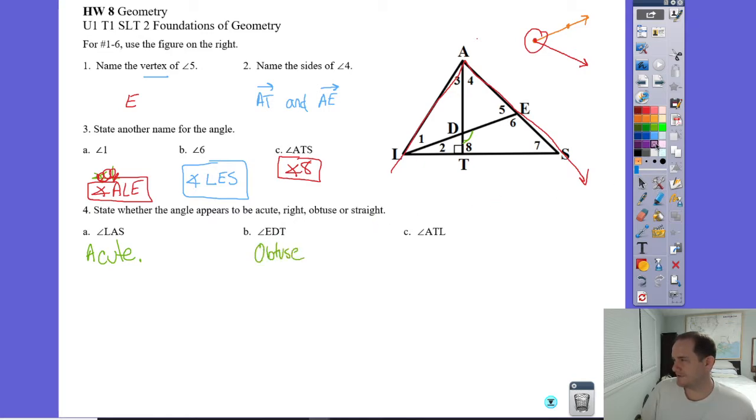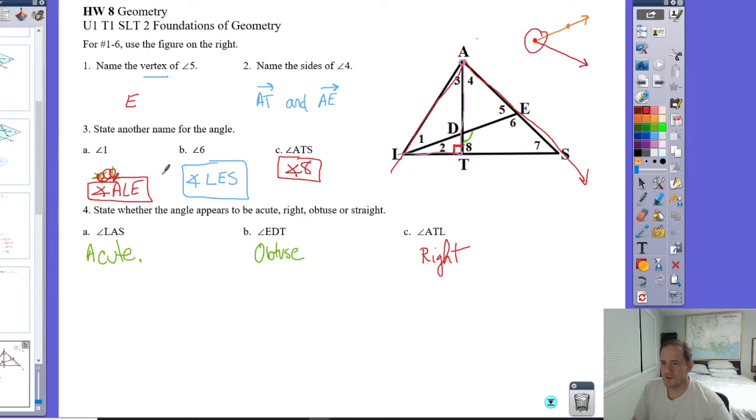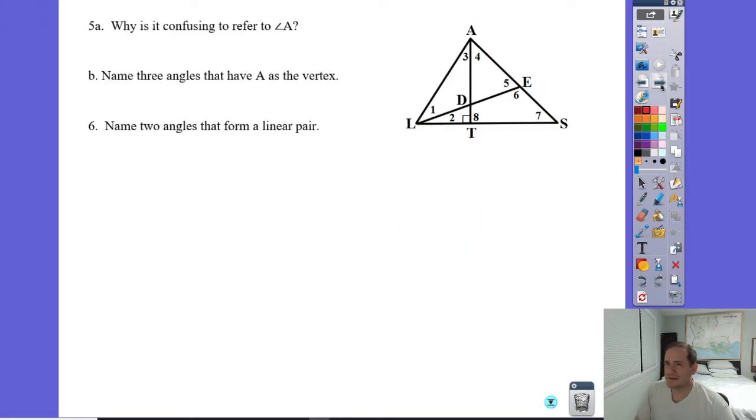And lastly, they're asking us about angle ATL. So here's A, down to T, over to L, and they went through a lot of trouble to actually show us that little box. And if you didn't know it already, that box is the symbol for a 90-degree angle, a right angle. So we know that this angle is a right angle. And that's it for that. Let's move on to number 5.